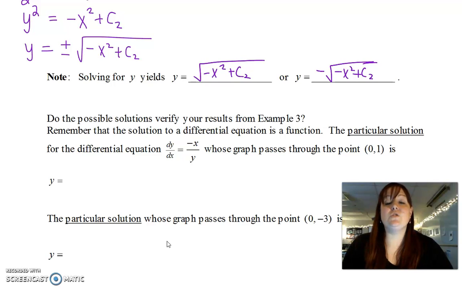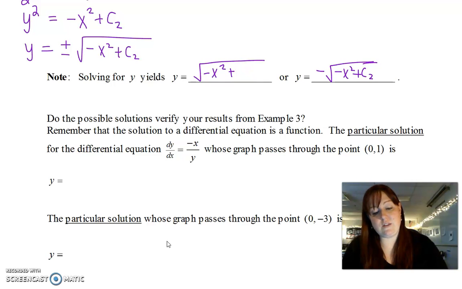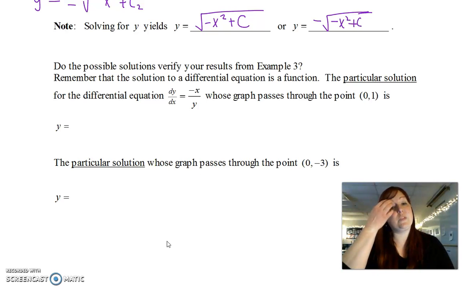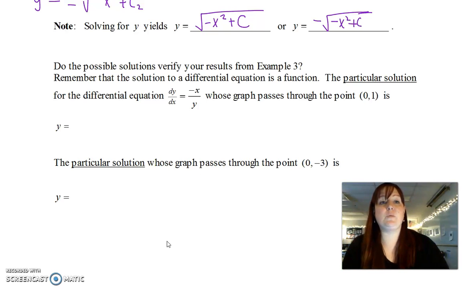So now these are general solutions, remember, because they still have a constant in them. We'll just go ahead and write C there on that one. All right, so we want to find the particular solution for the differential equation whose graph passes through that point 0, 1 that we graphed from. So the particular solution, remember, we're going to use one of these two because we don't actually know, we either use this one or this one.